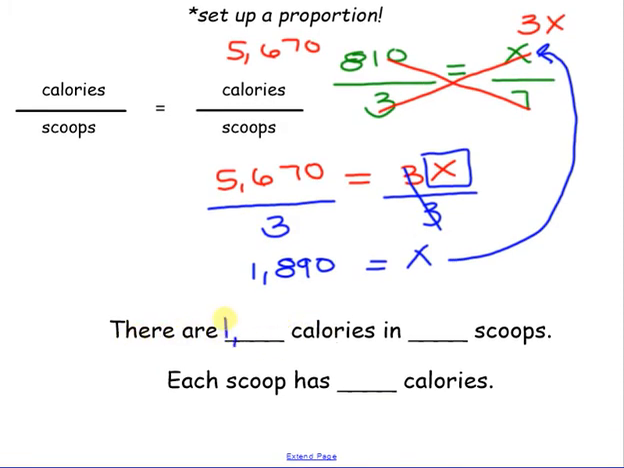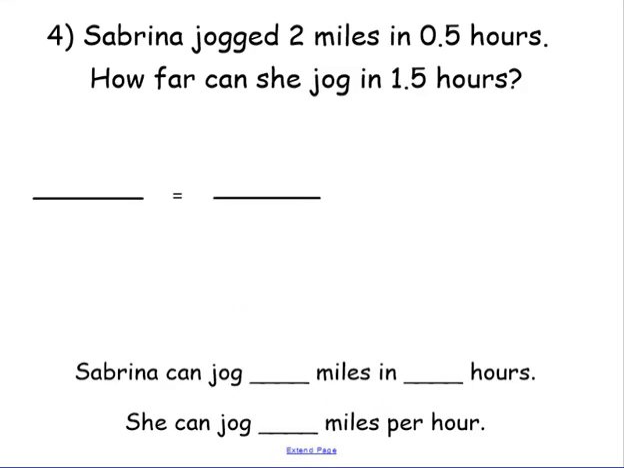So there are 1,890 calories in 7 scoops of ice cream. Now I need to find the unit rate. Each scoop has how many calories? Well, take the information you just found and get the unit rate. 1,890 divided by 7. That means each 1 scoop has 270 calories. Let's take a look at another example.